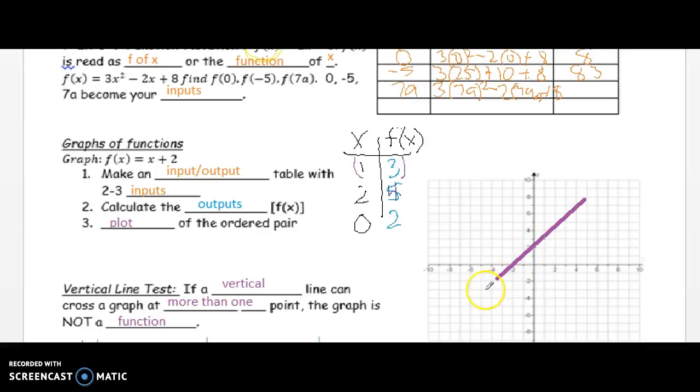I have those 3 points. I can connect the dots and draw my line. That's my graph of my function.